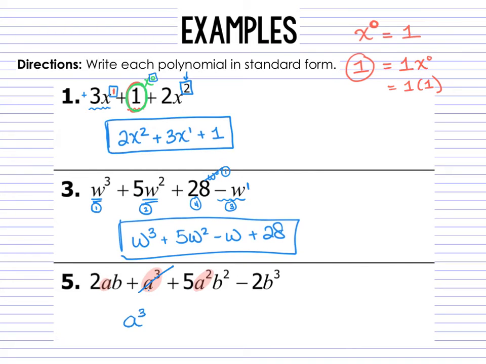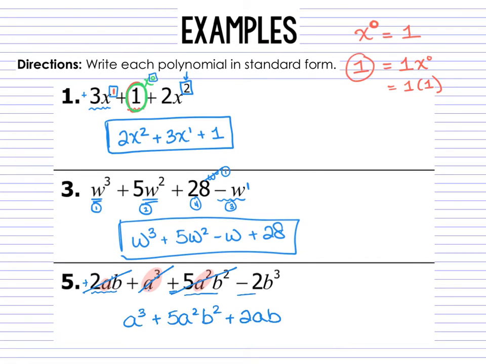The next a with the next highest exponent is going to be this one, 5a squared b squared. This is going to stay positive, so I'm going to write plus 5a squared b squared. We can cross it off. That's gone. The next term with the next highest exponent on the a is this one, 2ab. That a has an exponent of 1. So this is positive because it's not written otherwise, so we know that that's going to be plus 2ab. We're done with that one.